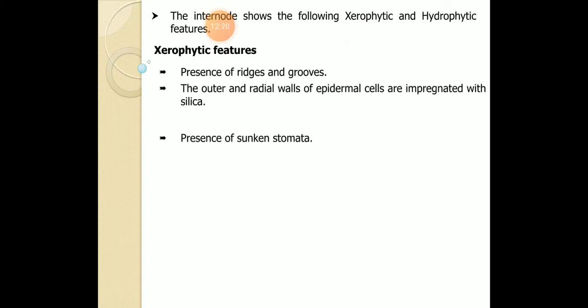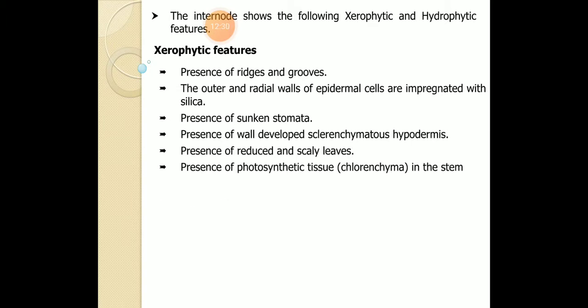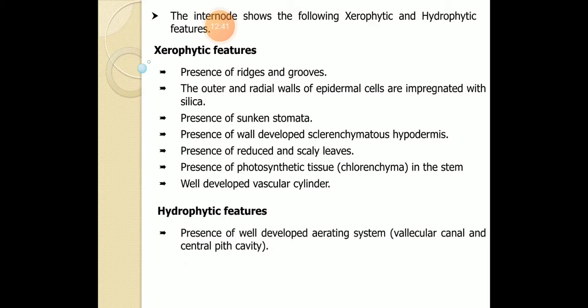And what are the xerophytic characteristics of the Equisetum stem? One is the presence of ridges and grooves, the outer radial walls of epidermal cells with silica, presence of sunken stomata, presence of well developed sclerenchymatous hypodermis, presence of reduced scales and leaves, presence of photosynthetic tissues like parenchyma in the stem region, and a well developed vascular cylinder. So these are some xerophytic characters, mainly ridges and grooves, sunken stomata and reduced scaly leaves. Okay, so you have to remember that.